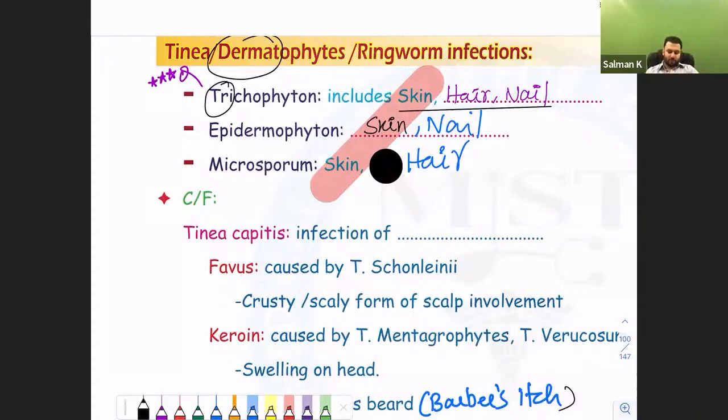So you got this idea, hopefully. Skin is involved in all of them. The only combos that change: trichophyton, all the three. Epiderm, remember it like this, outside layer, that is skin and nail. Epidermophyton is skin and nail, microsporum is skin and hair.